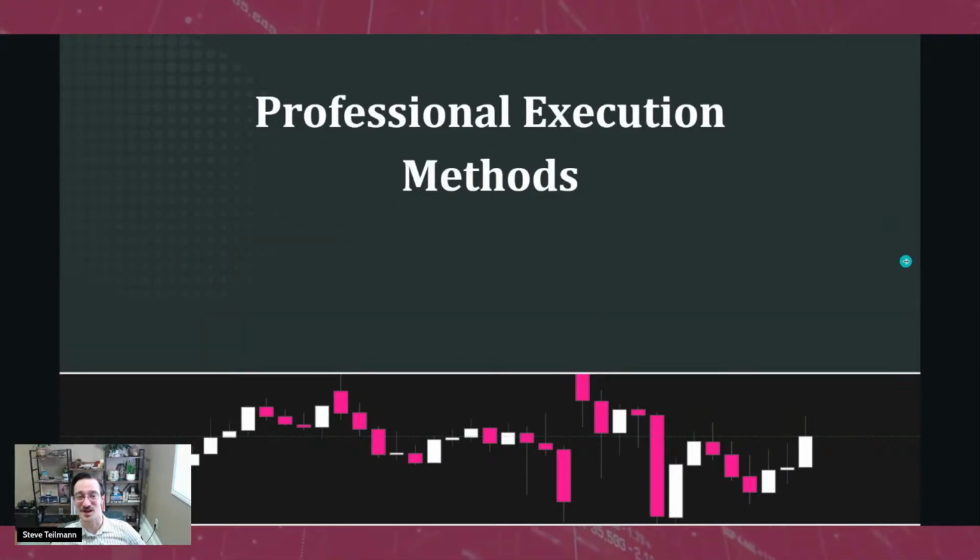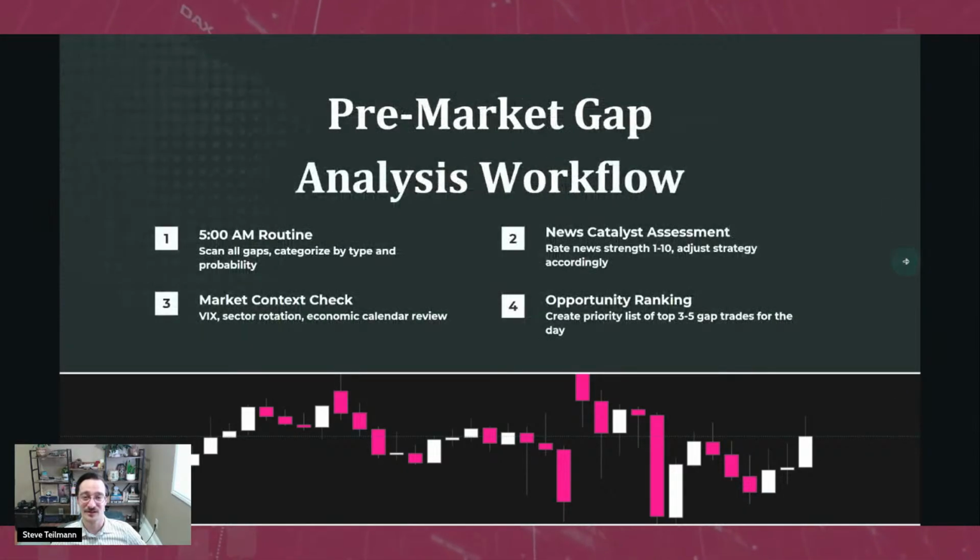So one of the last things I want to talk about is just some professional execution methods. Nothing too crazy, but in general, what you want to look for is you want to systematize things. Is that the right word? We're rolling with systematize. Essentially, institutions and professional traders are not really operating that much off of whims and emotions. Sure, it's always a factor. We can't iron that out completely, but in general, they're very regimented in their plans. So because of that, if you want to trade like an institution, I think it's really important to set up a routine.